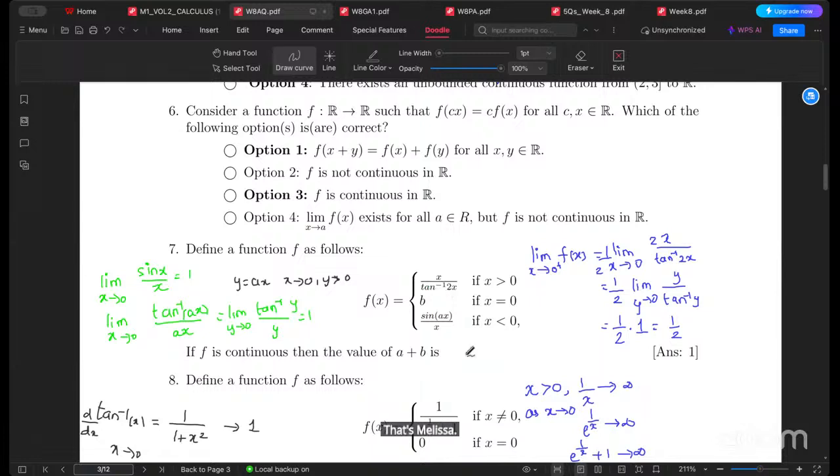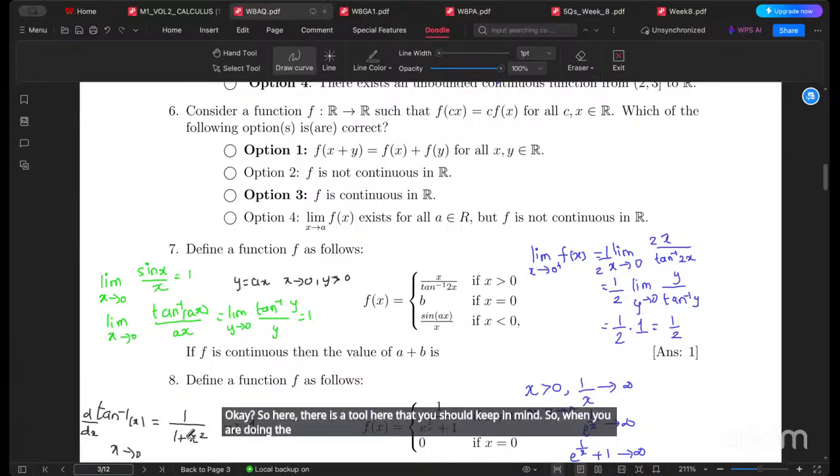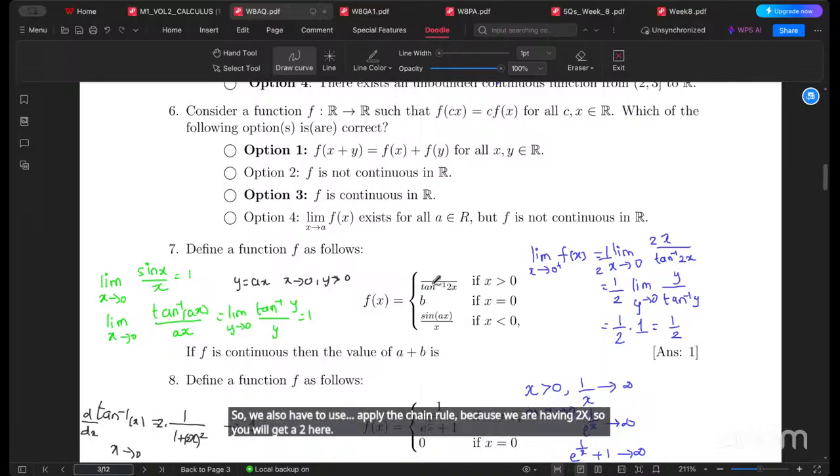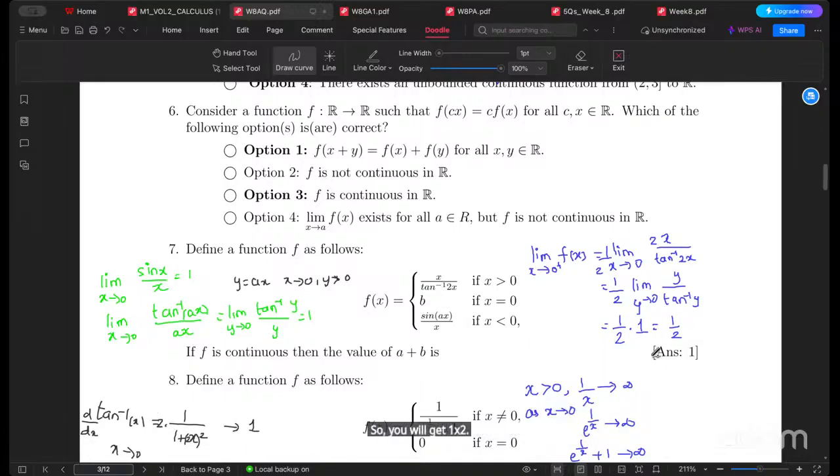So here there is a 2 that you should keep in mind. When you are finding the derivative, that 2 we have to multiply here. So you should take care. 2x the whole square will come. We also have to apply the chain rule because we are having 2x. So you will get a 2 here, so you will get 1 by 2. Okay, fine. Yes. Okay, ma'am.